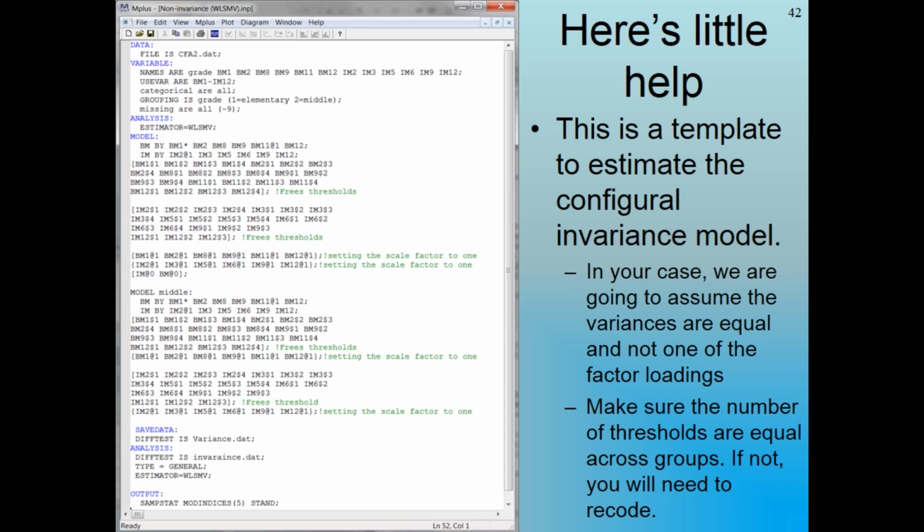The other addition here that we need to focus on is our saved data, because remember, we need to use the saved data to compute the DIFFTEST. We also need to use the ANALYSIS DIFFTEST command to actually compute the DIFFTEST procedure. So remember, we're going to save the data for our comparison model, and the analysis command here is going to be used to compute the change in chi-square for this model compared to another model. That'll be a little more tricky as well, but it'll give you a lot of practice using the DIFFTEST procedure within WLSMV and comparing models.